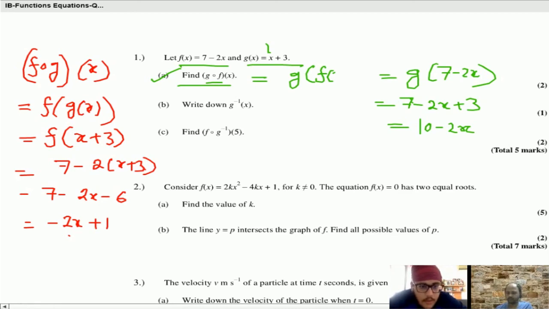Okay, it's clear? Yes, sir. Okay, great. So that's how this is called composition. Composition works, right? So let's come to B. How do you find g inverse of x? Let's try.